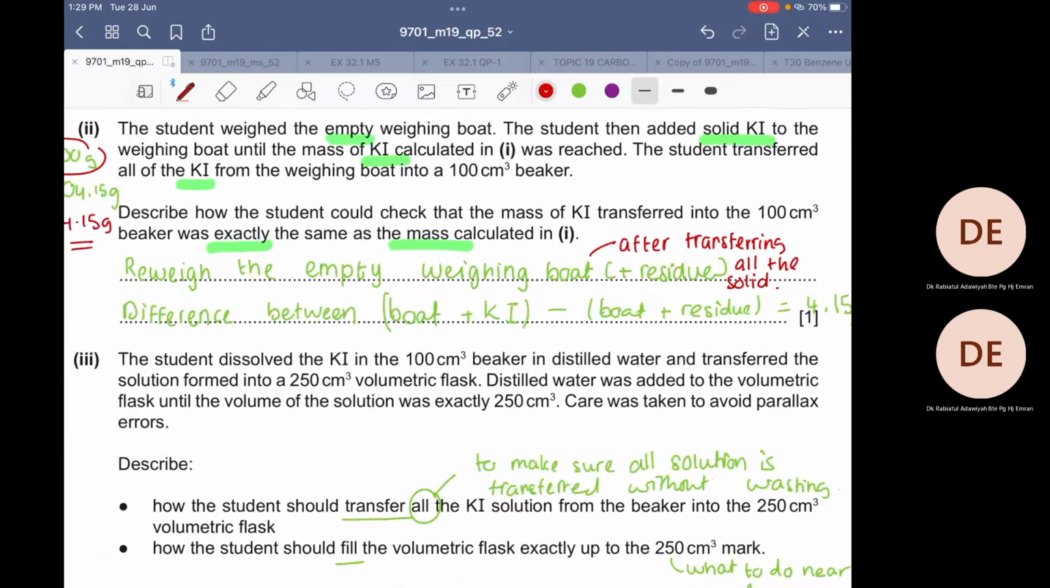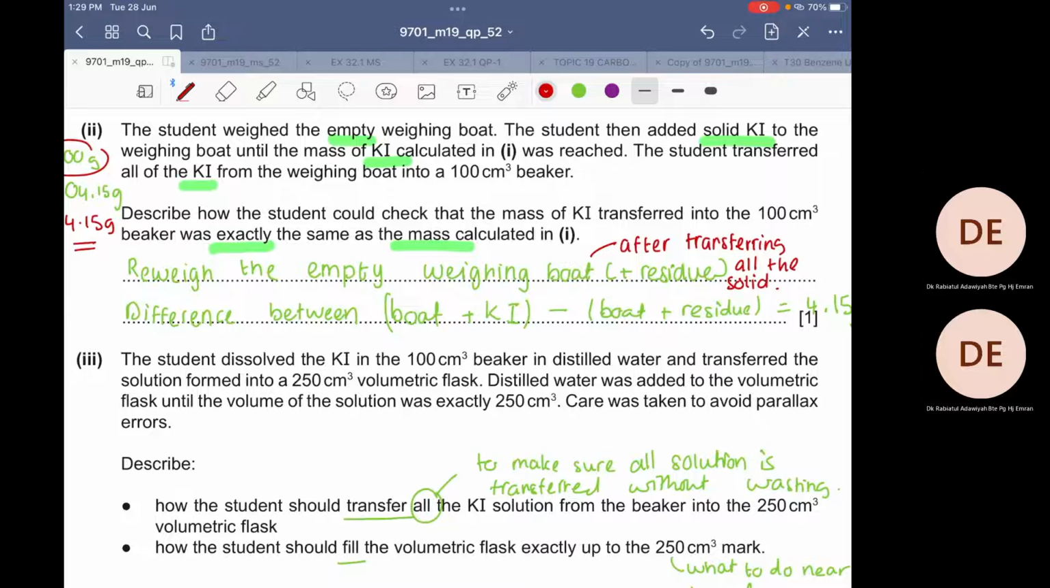Next, the student dissolved the potassium iodide in the 100 cm³ beaker in distilled water and transferred the solution into the 250 cm³ volumetric flask. Distilled water was added to the volumetric flask until the volume of the solution was exactly 250 cm³. Care was taken to avoid parallax error. So that means the question is saying that error due to parallax, or error due to reading the level of the volumetric flask, is not a factor here. Okay, so that's why they say that last statement.